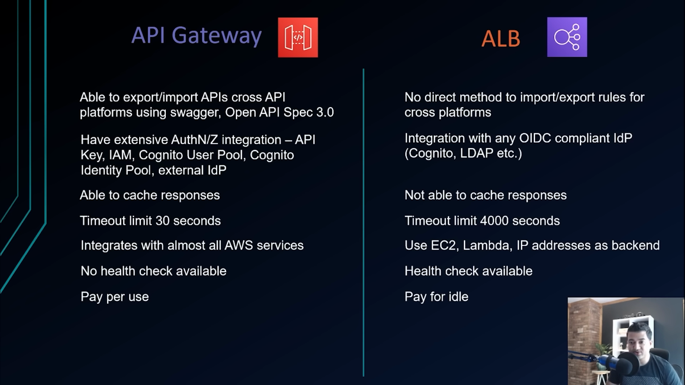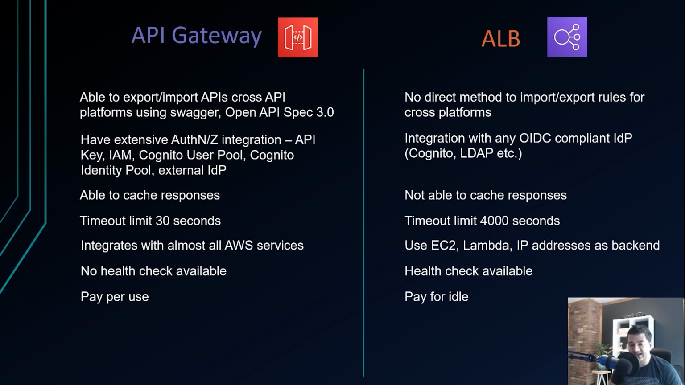So API Gateway is a serverless service. What that means is it's pay per use. So if the API Gateway is idle, if there is no API traffic at all, then you don't pay anything for API Gateway, unless you enable caching, then you pay for the caching capacity. But let's say you don't have caching enabled, then you don't pay anything for an idle API Gateway.